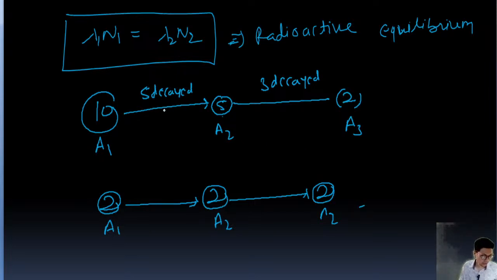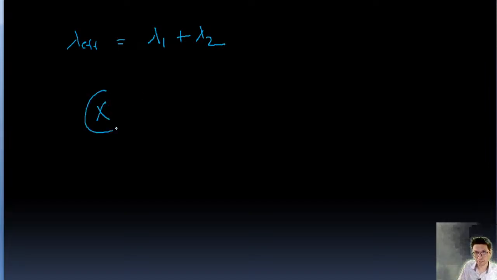Okay, now I'm going to solve a very important question. Before that you need to note down one more very important thing, and that is lambda effective, guys. Lambda effective is equal to lambda 1 plus lambda 2. For example, we have X nuclei, right? It gets decayed into Y and Z, and the decay constant for this is lambda 1 and for this is lambda 2.